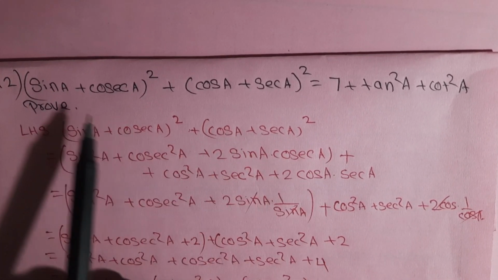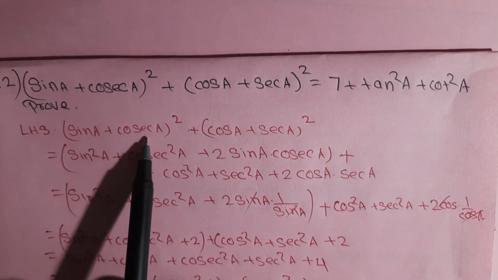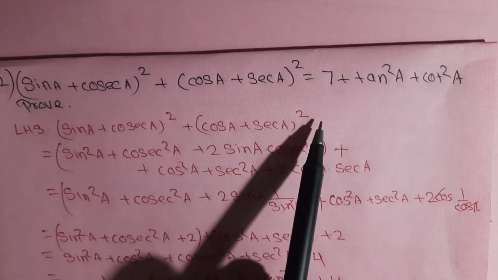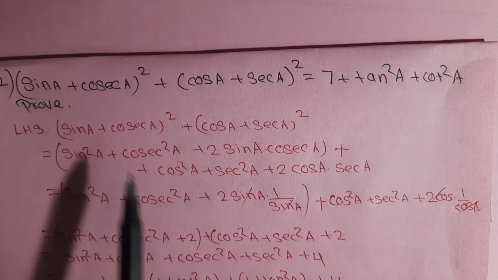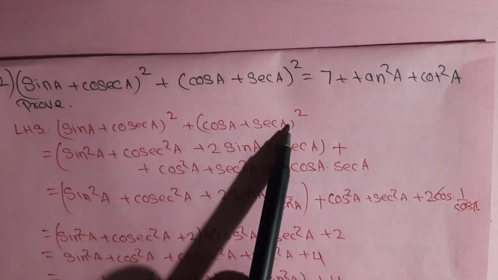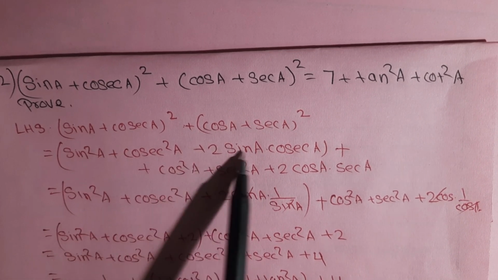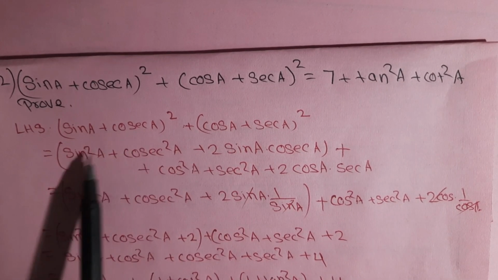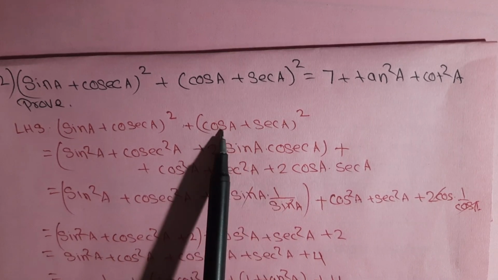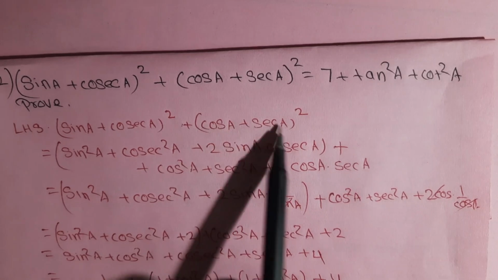Now we see the LHS. LHS means you have to write till here. That means (sin A plus cosec A) square plus (cos A plus sec A) square. This we will do. So this is in the form of (a plus b) whole square. So (a plus b) whole square means a square plus b square plus 2ab. This is a, this is b, write it in this form. Again this is also a square plus b square plus 2 into a into b.